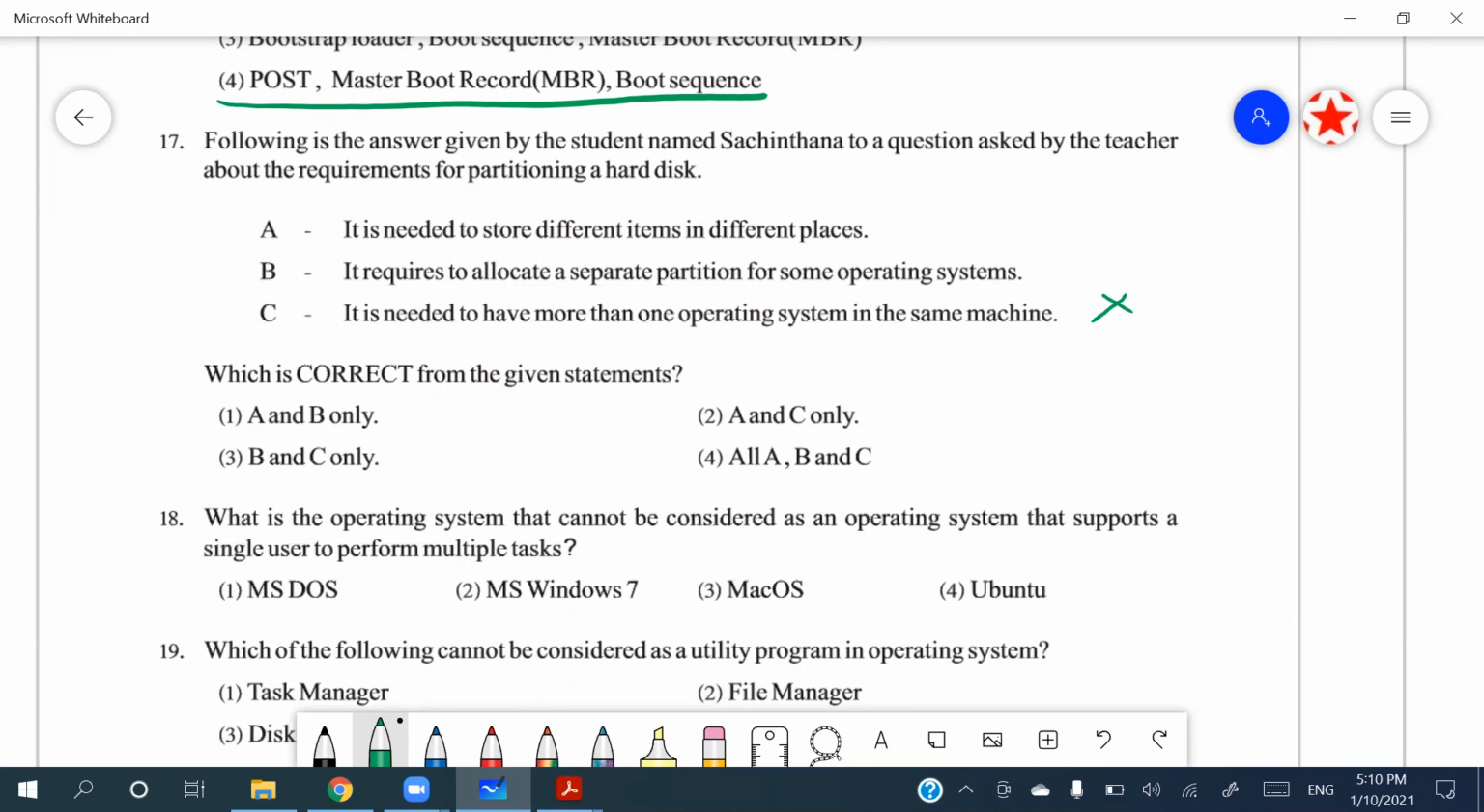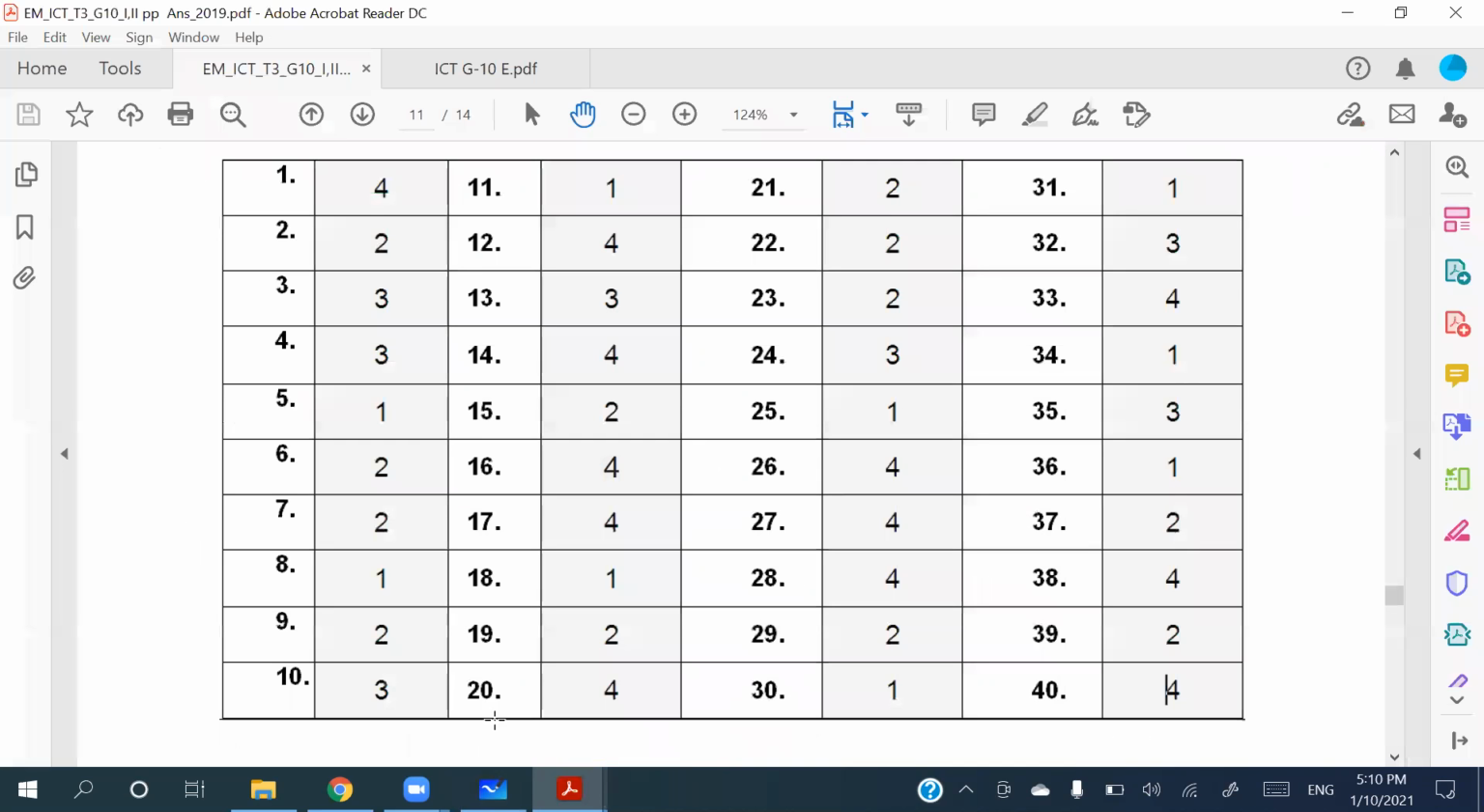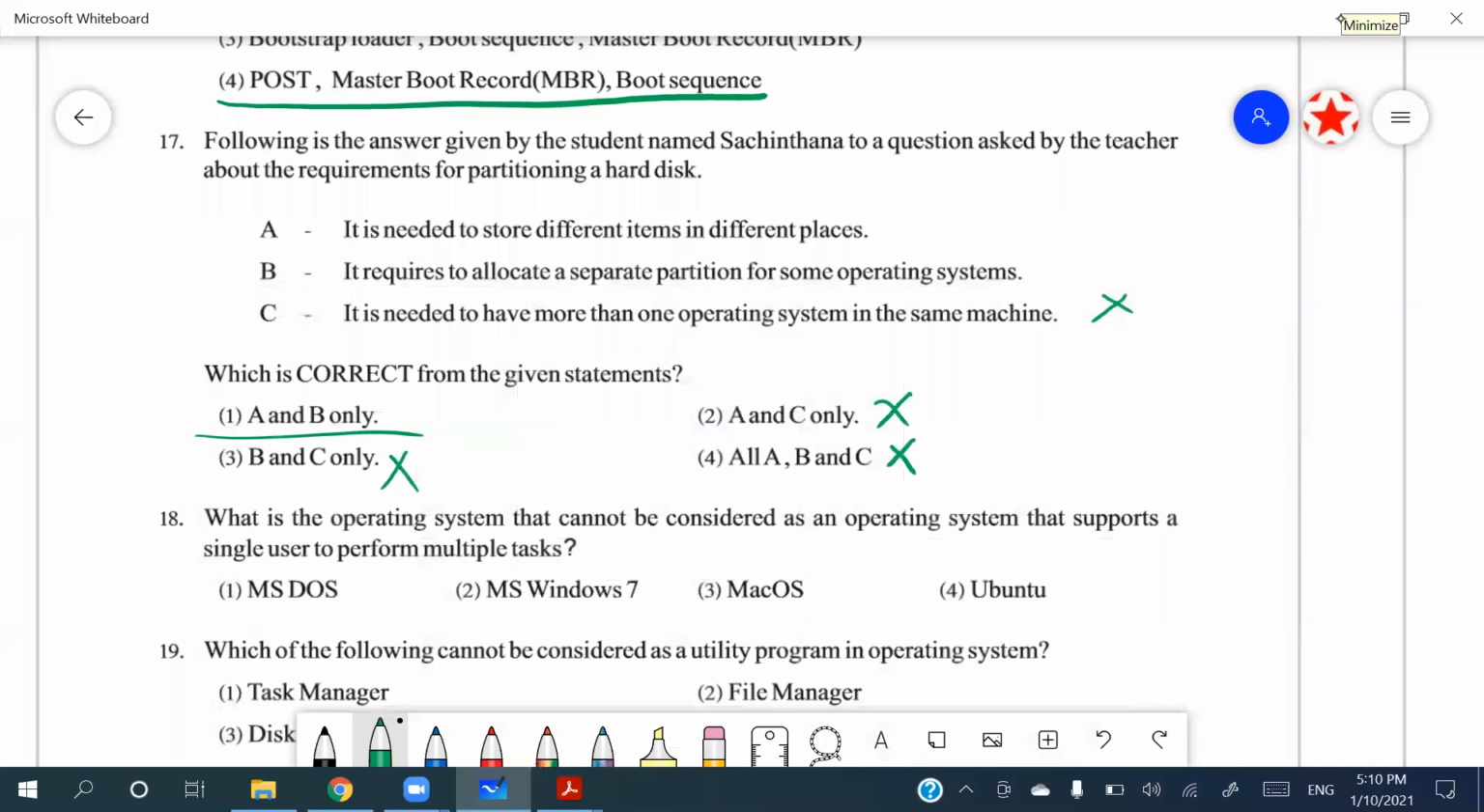So C is anyway wrong. So the answers which contain C are going to be cancelled. All these three are going to be cancelled. So the answer is going to be the first one. For the 17th, let me check the marking scheme. Oh, the 17th, it says 4. It is needed to have more than one operating system in the same machine. No, we can't say it is needed. If you say it may have more than one operating system in the same machine, yes, that is correct. But it is not a need.